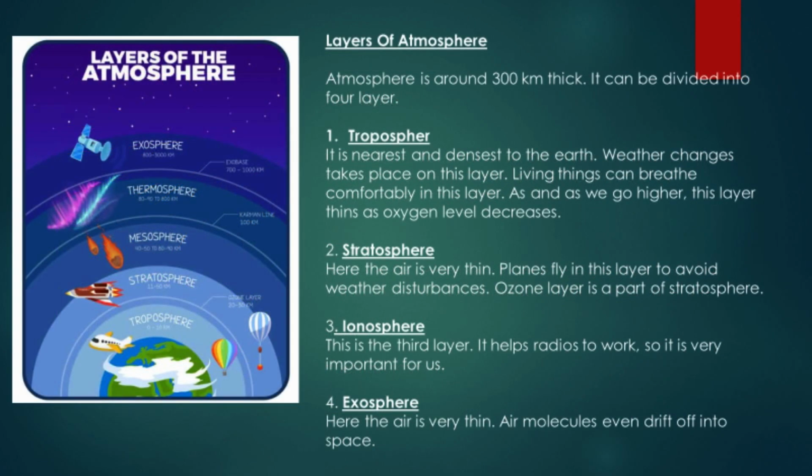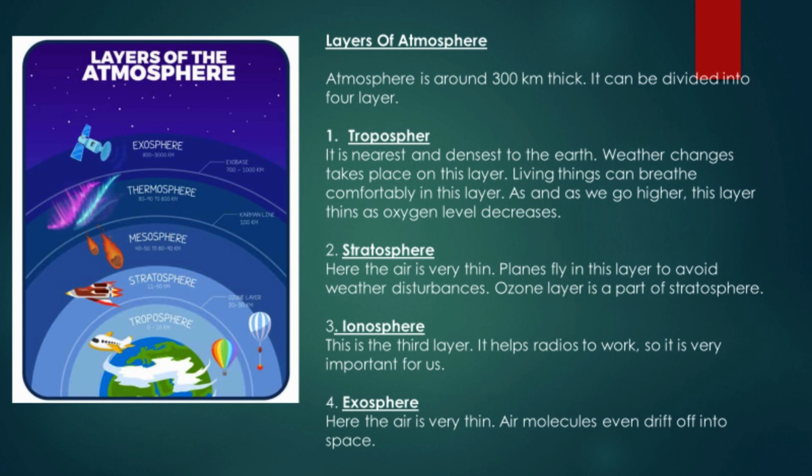Layers of atmosphere. Atmosphere is around 300 kilometers thick. It can be divided into 4 layers. Troposphere. It is nearest and densest to the Earth. Weather changes take place in this layer. Living things can breathe comfortably in this layer. As we go higher, this layer thins as oxygen level decreases.